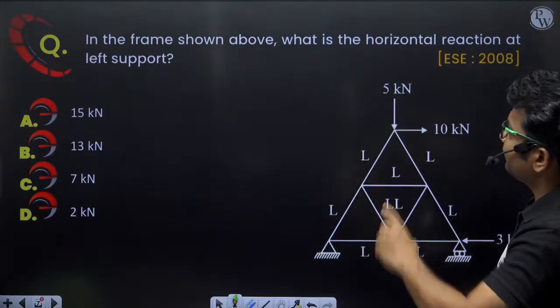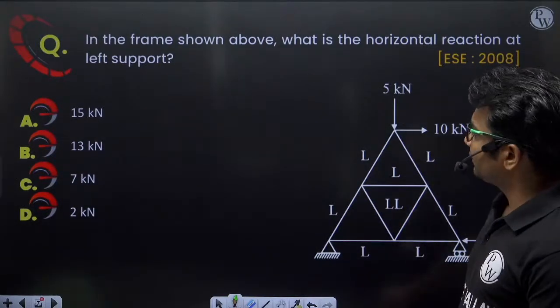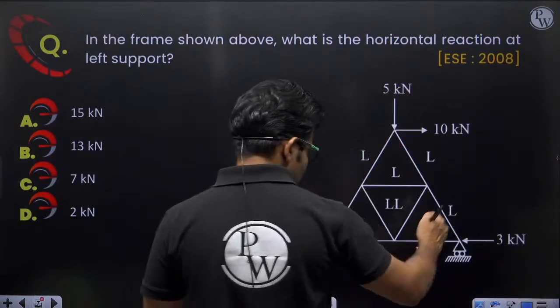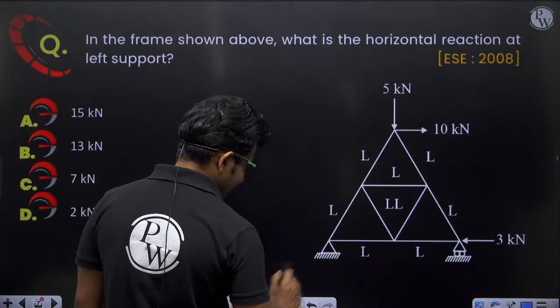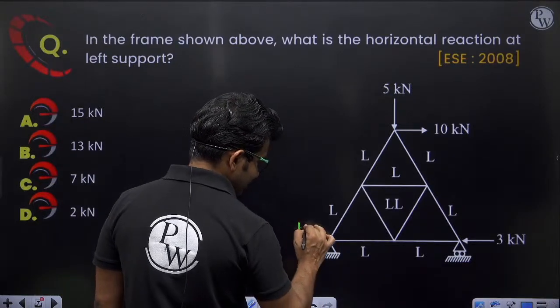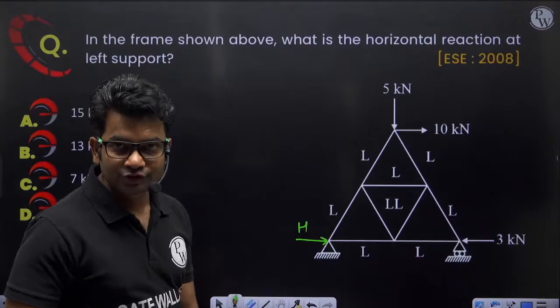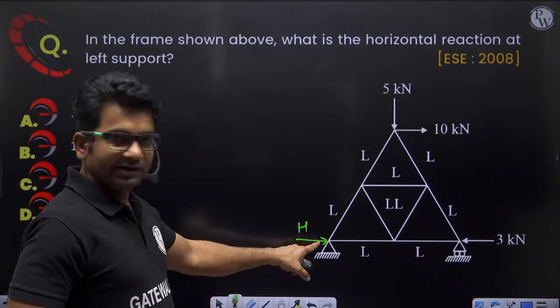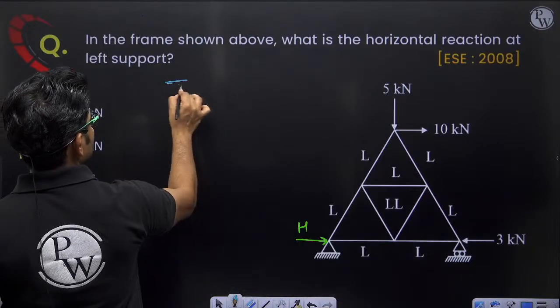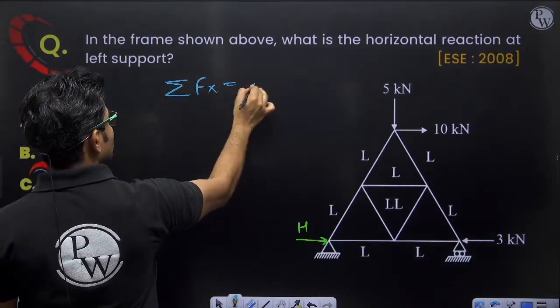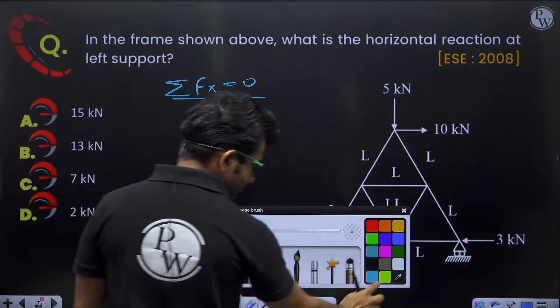In the frame shown above, what is the horizontal reaction at the left support? So this is the right support, this is the left support. We have to find out the horizontal reaction. Let us say the horizontal reaction is represented by H. How to find out the horizontal reaction at this support? Simply summation Fx equal to 0. If I do summation Fx equal to 0, what will I get?